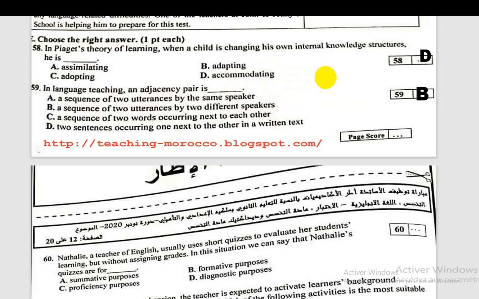60. Natalie, a teacher of English, usually uses short quizzes to evaluate her students' learning, but without assigning grades. In this situation, we can say that Natalie's quizzes are for A. Summative purpose, B. Formative purposes, C. Proficiency purposes, or D. Diagnostic purposes. The right answer here is B.